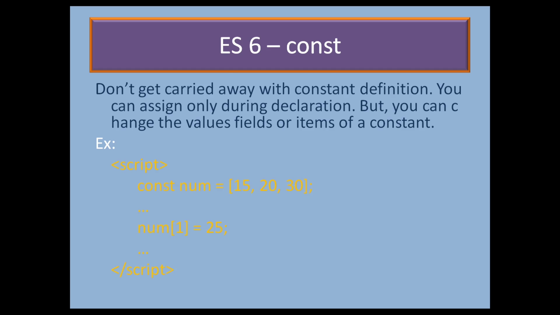For example, if we see here, while declaring a num array constant here, we have assigned an array with 3 values, 15, 20 and 30. And if we see in the next line, we are changing the value of the first index element by using num[1] = 25. That means after executing this line, the array will have values 15, 25 and 30. So this kind of operations can be performed on constant arrays or constant objects.